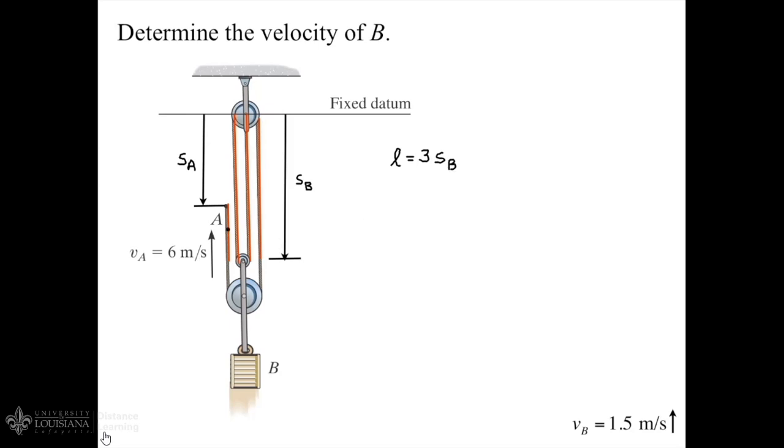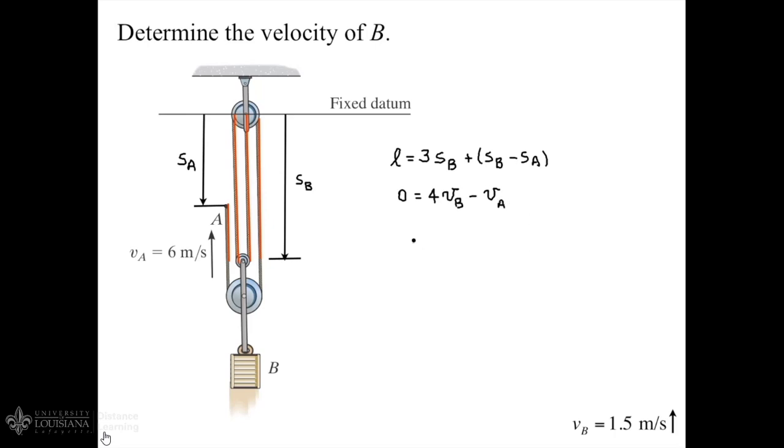And now we also need this piece. What would that be? Well, I hope you said it would be S sub B minus S sub A. Now that our position coordinate equation is established, we can take its time derivative and we'll relate our velocities. 0 is equal to 4 times V of B, and here we have minus V of A.